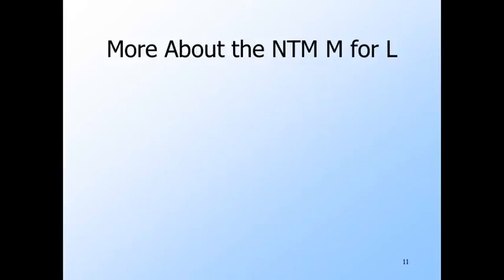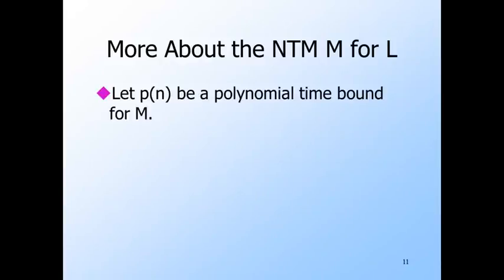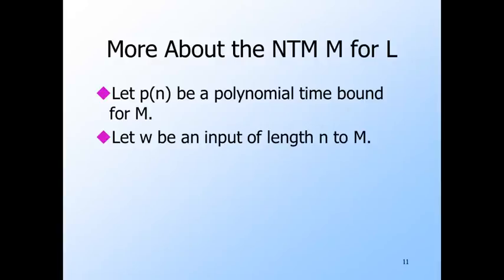This slide has a collection of random but important comments about what we assume about the non-deterministic polytime Turing machine M, in addition to the restrictions we assumed on the previous slide. First, let P of n be the particular polynomial upper bound on the running time of M. We'll be simulating M on an input W, which is of length n.